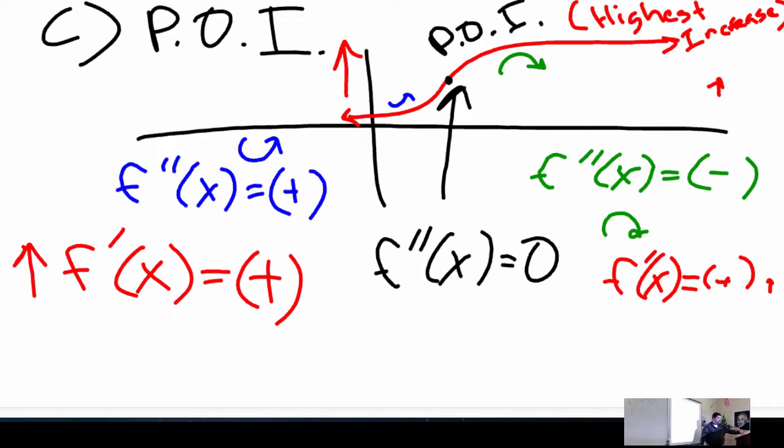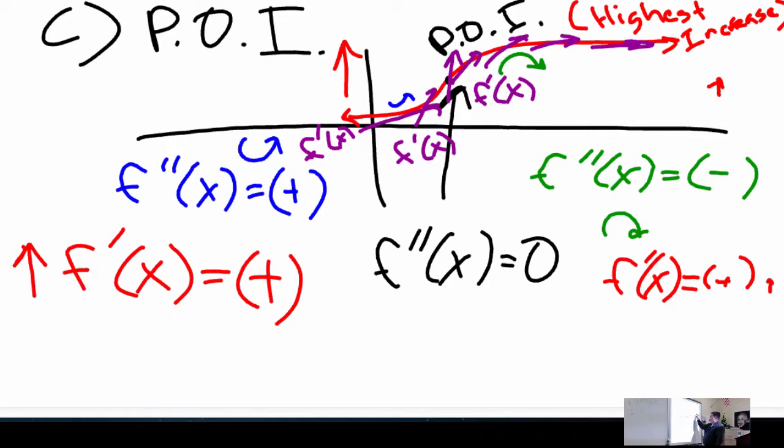If we were to look at the tangent lines, so if I do a tangent line here, this represents f prime. And then I do another little teeny tiny tangent line here, that's another f prime. Well, right here, it's the steepest, and then as I do the tangent lines, it becomes less and less. And that's all based on f prime.